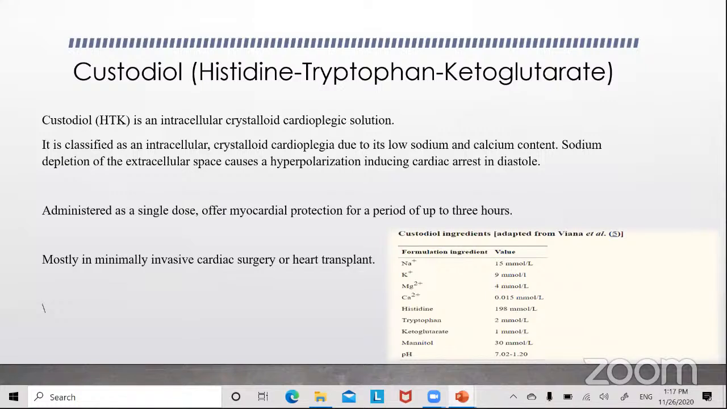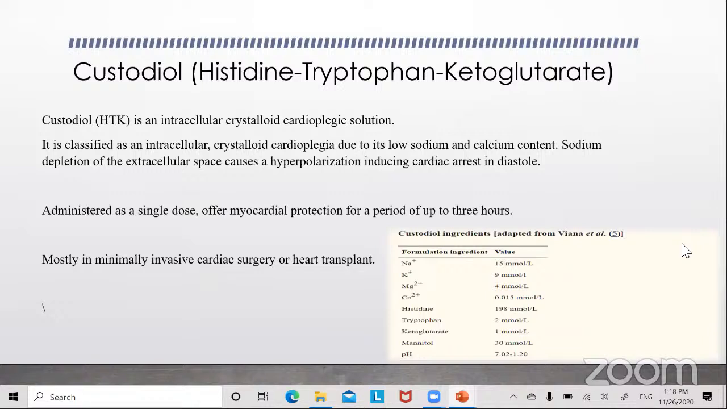arrest by membrane depolarization. This solution is administered as a single shot and is claimed to offer myocardial protection for about 2 to 3 hours, allowing the performance of complex procedures without interruption. It's mostly used in minimally invasive cardiac surgery or heart transplant. The components of Custodiol, you can see here in the table.